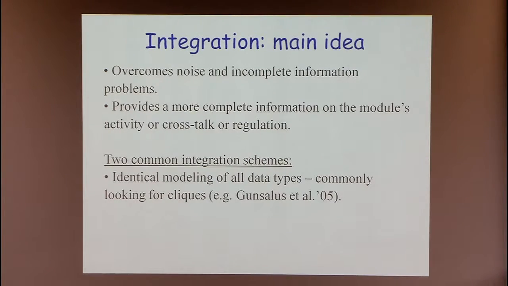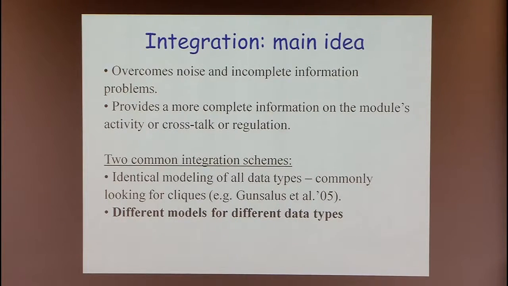One of them is simply to put everything together, all the information that we have, on one network, and weigh the edges accordingly, and now try to identify things that are dense in each of the networks. So for example, there is a well-known paper by Gonzalez et al. that takes this approach.